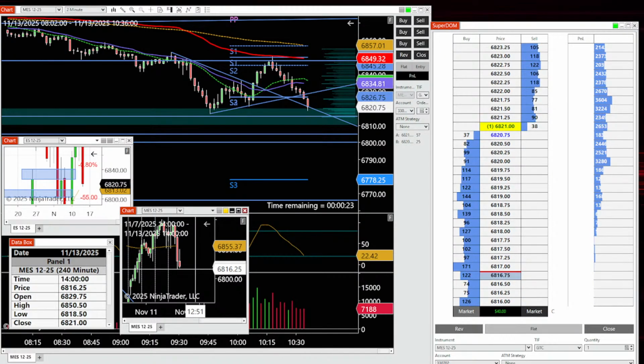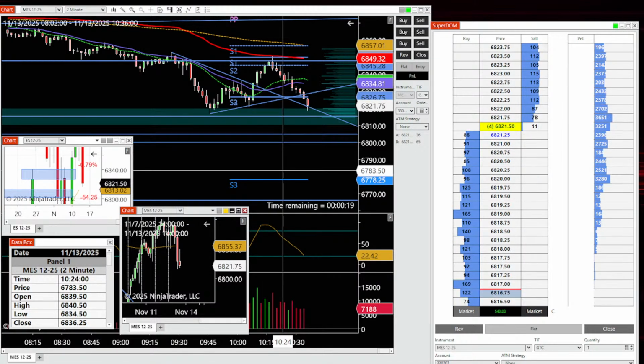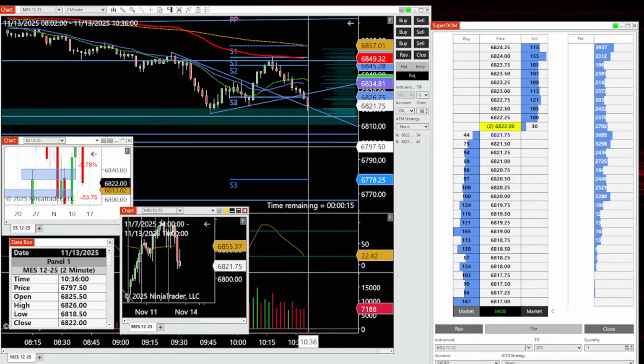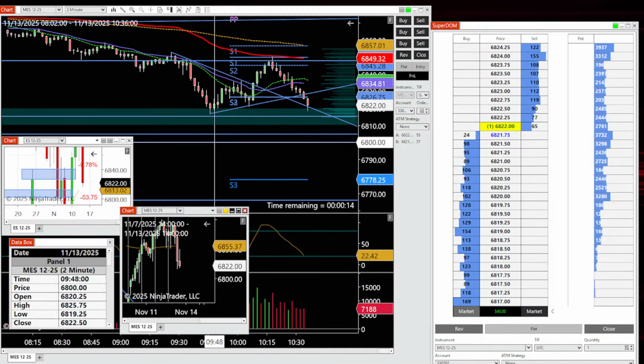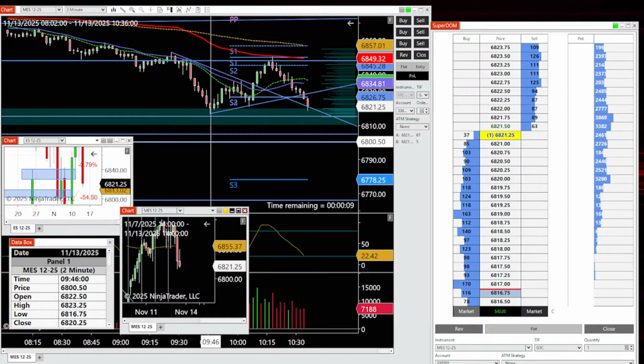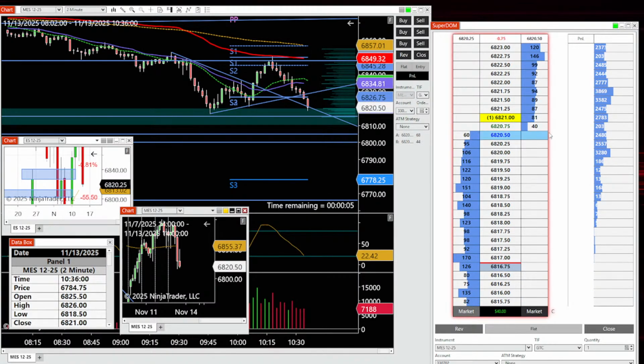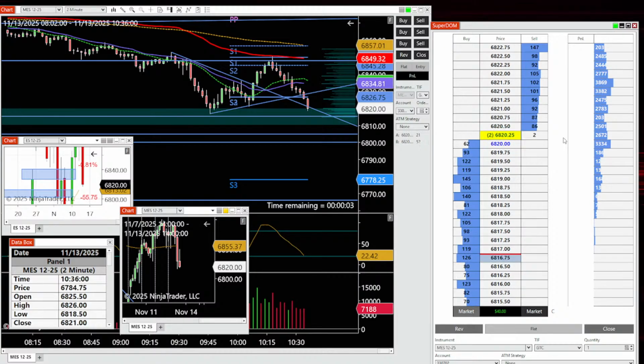Is it looking to make daily lows? Is it looking to break daily lows? This is what, 18. Daily lows is 1675. Is it looking to make daily lows? To break daily lows?